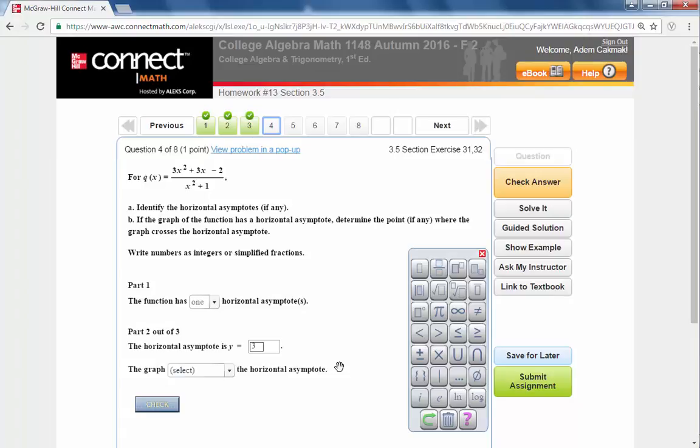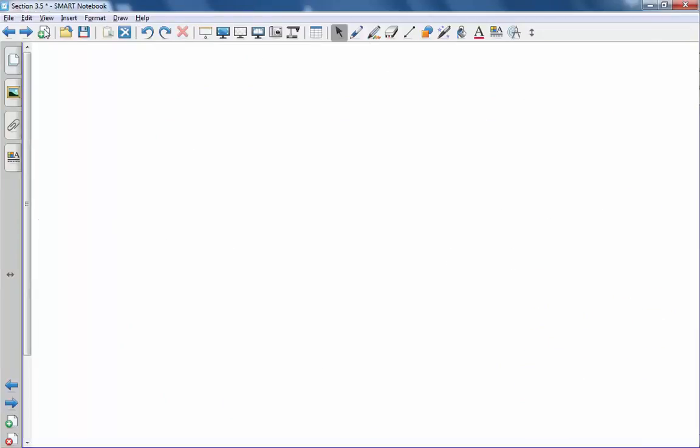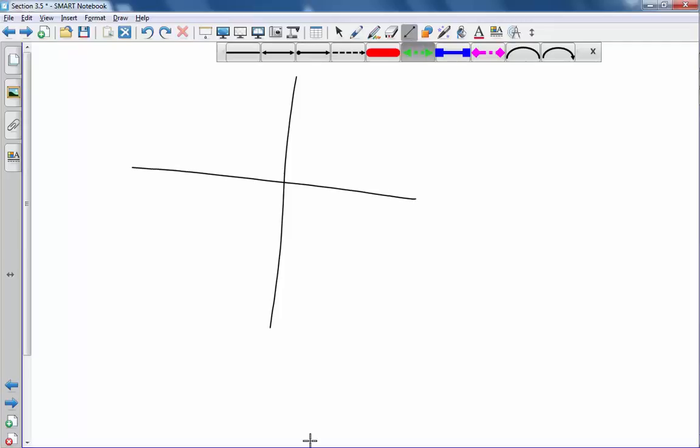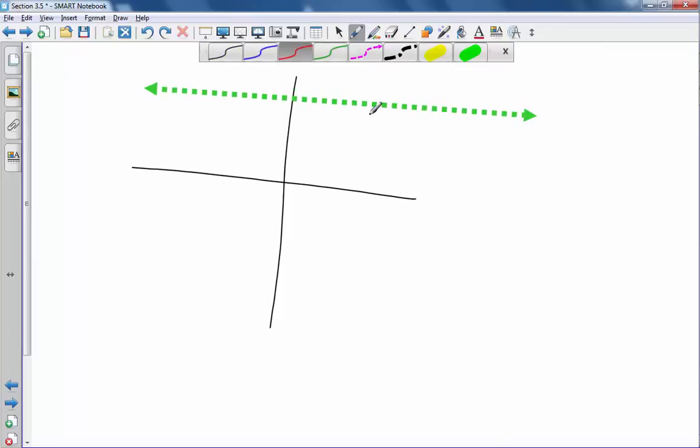I said horizontal asymptotes may be crossed in the middle. How can I test this? What is our horizontal asymptote? Where is it again? y equals 3. Where is y equals 3? 1, 2, 3. Here is your electric fence. This is y equals 3. There you go, at 3.